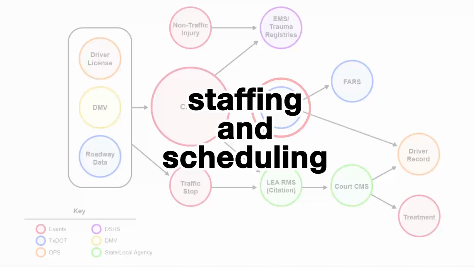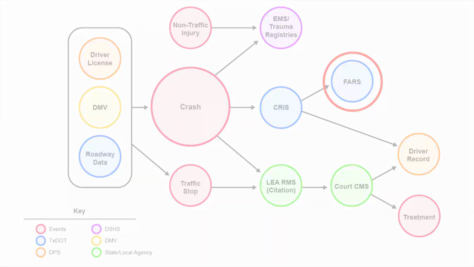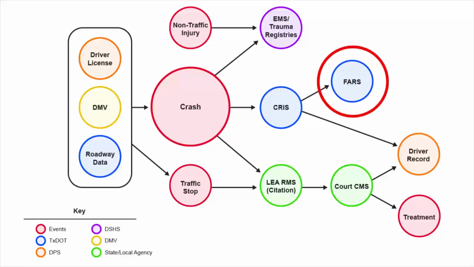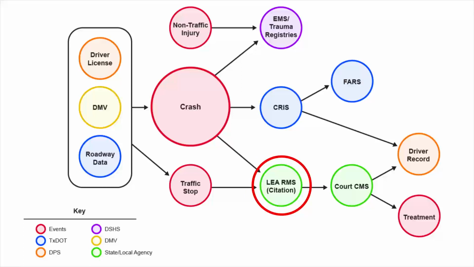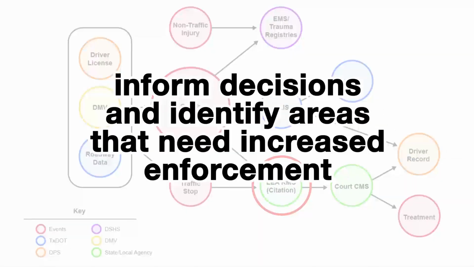CRIS data flows into the Fatality Analysis Reporting System, which is a nationwide census providing NHTSA, Congress, and the American public yearly data regarding fatal injuries suffered in motor vehicle traffic crashes. Crash data also flows into each law enforcement agency's own record management system that houses their agency data. Agencies use this data to inform decisions and identify areas that need increased enforcement.